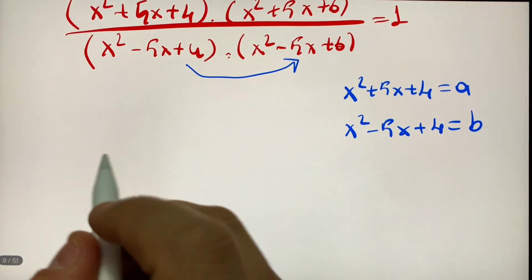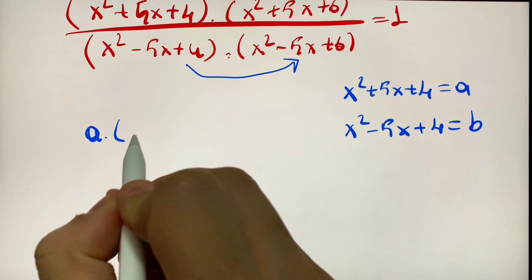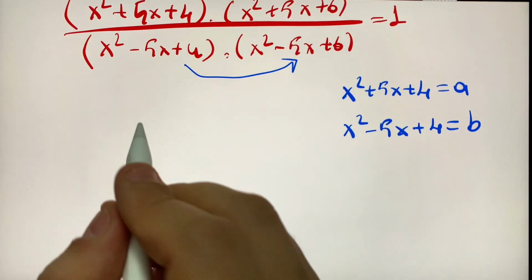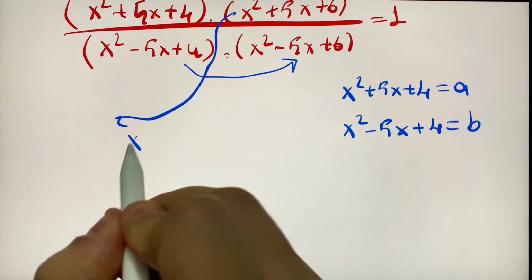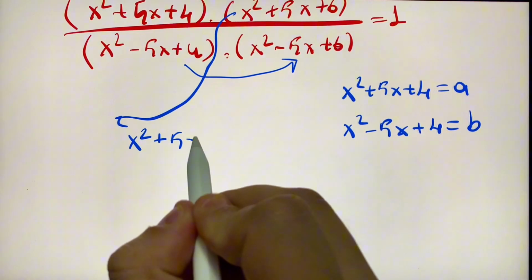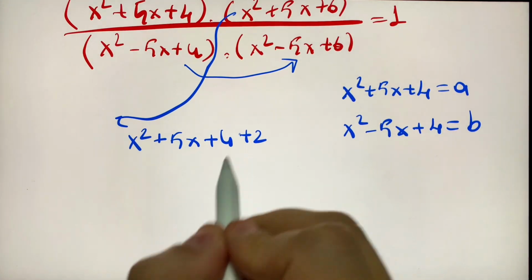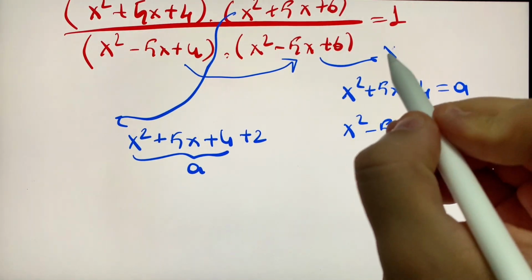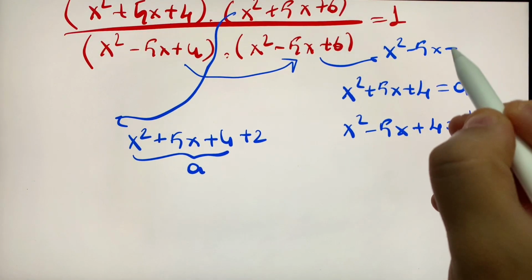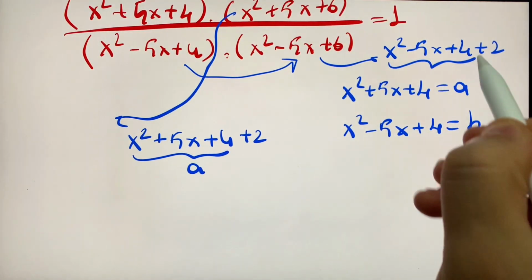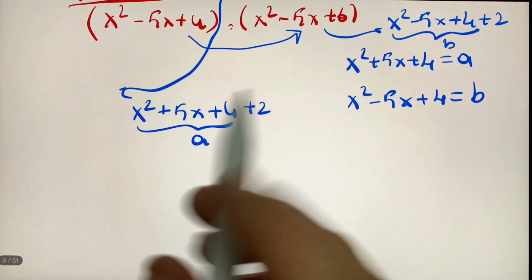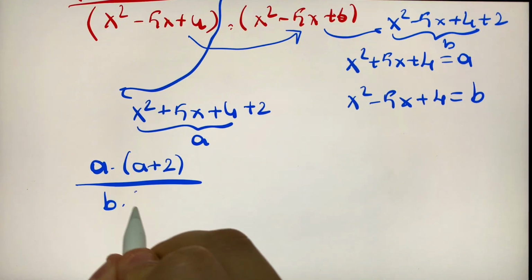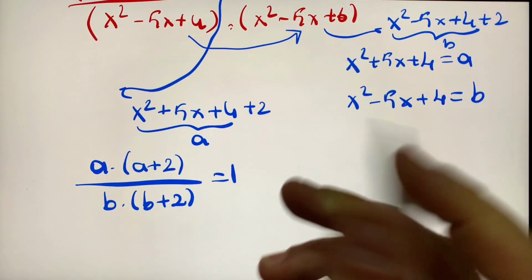If we write them instead in our equation, it would make more sense to show that step. Can I write the expression here, x squared plus 5x plus 4 plus 2? I called this part a. With the same logic, x squared minus 5x plus 4 plus 2, I called this part b. Then what will our expression become? a times a plus 2, divided by b times b plus 2. It was equal to 1.